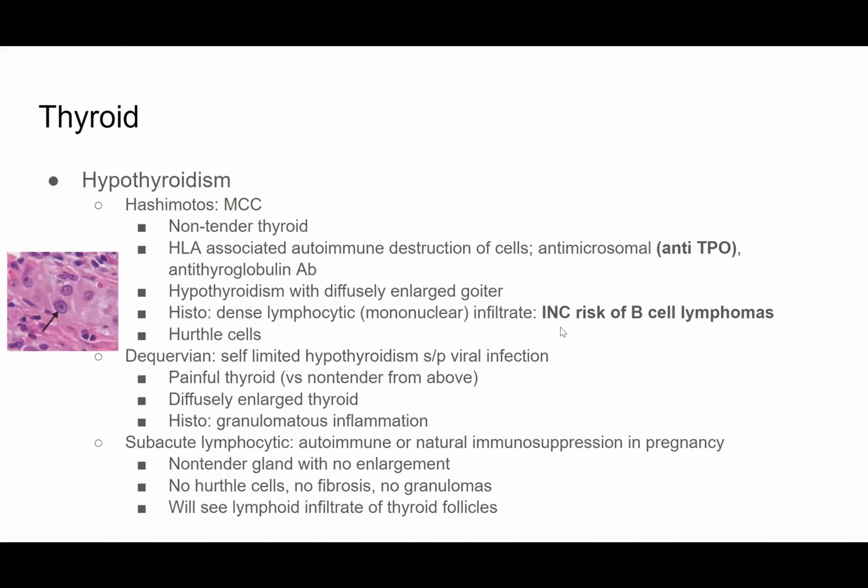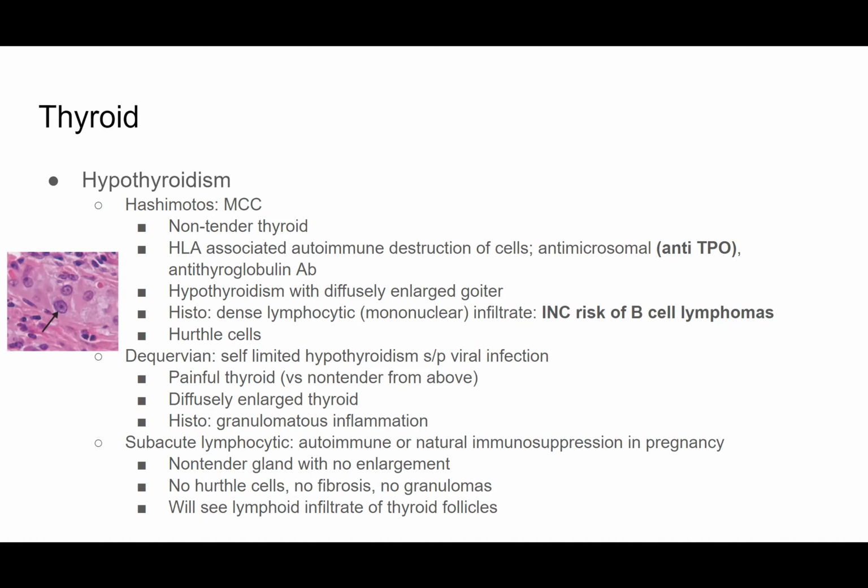Okay, hypothyroidism. Hashimoto's is the biggest one. The way you're going to be able to see this, you're going to have the classic hypothyroidism symptoms, and you're going to have a non-tender thyroid. So if you look at the next one, the de Quervain, it has a tender thyroid. So Hashimoto's, non-tender thyroid.